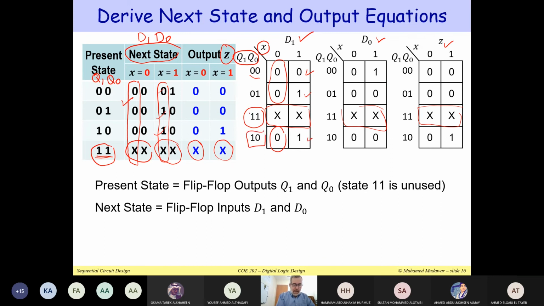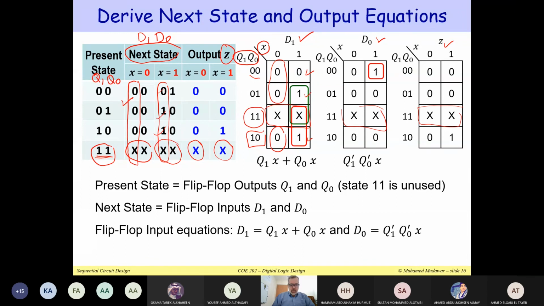Notice that 1, 0 appears after 1, 1 in the Karnaugh map. Be careful about this, because you can easily make a mistake. If you put 1, 0 before 1, 1, you will get the wrong equations. So make sure that you write 1, 1. Row 1, 1 has to appear before row 1, 0 in the Karnaugh map when you are simplifying and obtaining the equations. Right. So based on these Karnaugh maps, we can obtain the equation for D1, we can obtain the equation for D0, and we can obtain the equation for the output Z.